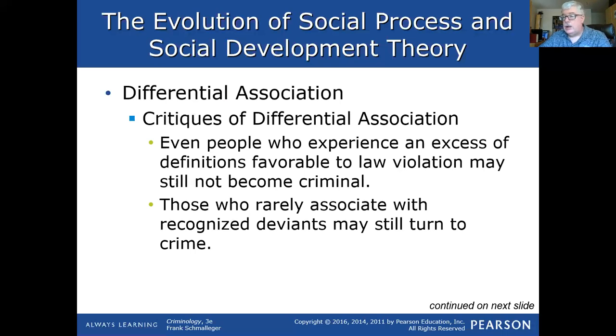And on the other hand, how do you explain those people that are exposed to good behavior, who are exposed to people that are always talking about doing the right thing, about helping people and all kinds of good stuff, and yet they choose crime? Differential association doesn't really explain that. That's what those people that don't associate with criminals or recognized deviants may still turn to crime. So differential association is one way of looking at it. They suggest that some people who are constantly exposed to a certain type of behavior will then adopt that behavior.